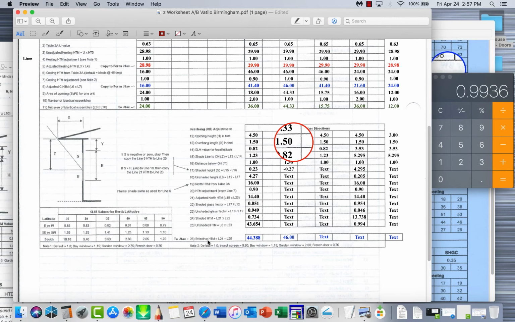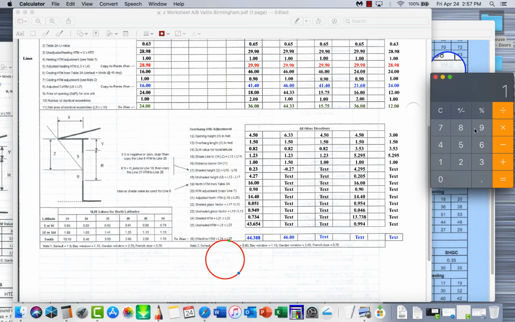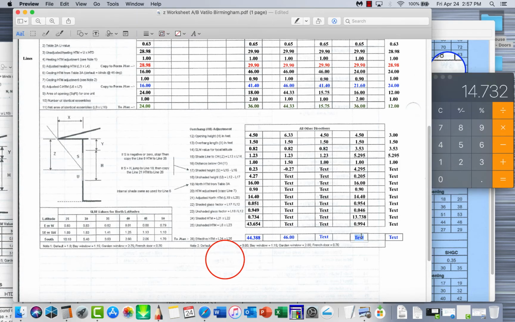And then finally, the effective HTM down here at the base, very bottom line, the blue number here, line 24 plus line 25. And just to make sure you see that correctly, there you go, line 24 plus line 25. So this is 24, so basically 13.738 plus 0.4. And we end up with 14.732. Okay.